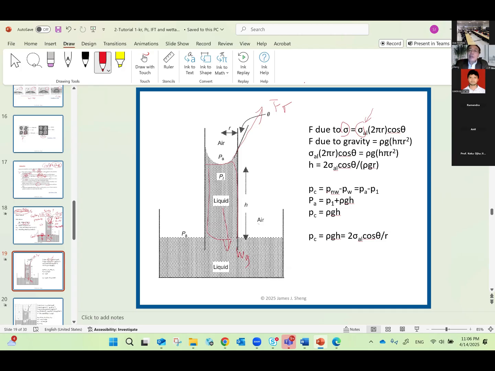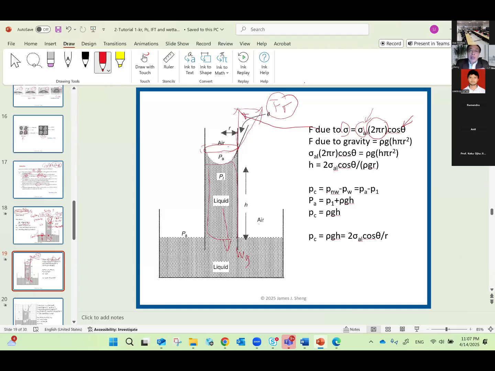We have 2 pi r, because here you have this circumference, right? So the value of the circumference is 2 pi r. That is the total length. Total length multiplied by sigma is the total force here. But if we analyze the force in the vertical direction, it must be multiplied by cosine theta. So that is the force in the vertical direction.